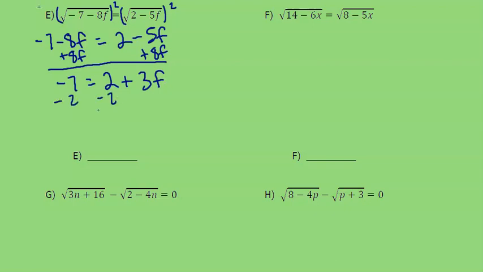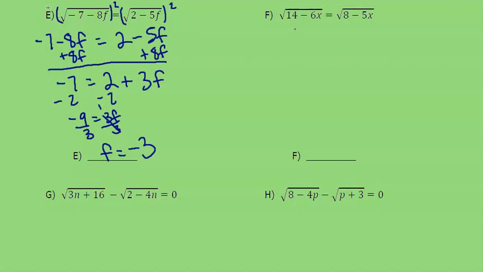Subtract 2 from each side, and then we have negative 9 equals 3f. Divide each side by 3, and then you have your solution. F equals negative 3.